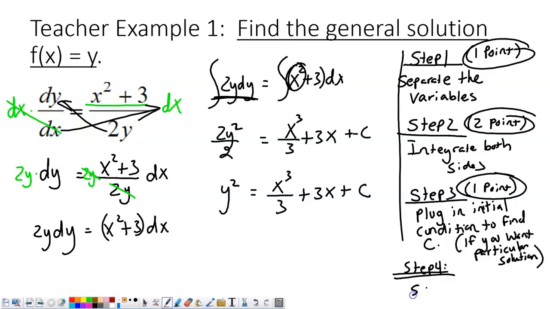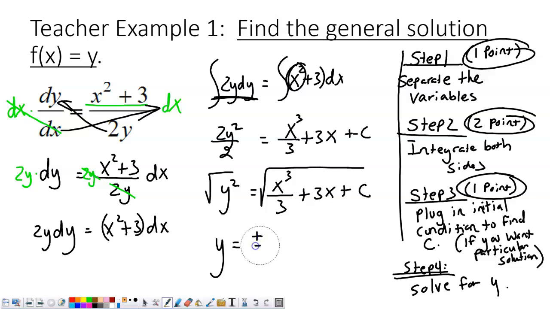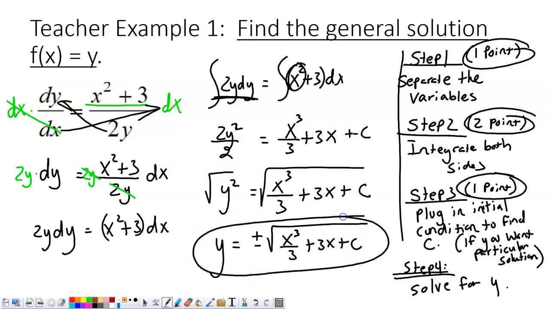Okay? Now the reason why step 4 is hard is because it's not always the same. Step 4 is to solve for y. Sometimes it's pretty simple, sometimes it's pretty hard. Okay? In this case, it's a little bit chill. All we have to do to solve for y is square root both sides. And don't forget, when you square root, what do we get? A plus and a minus. There you go.